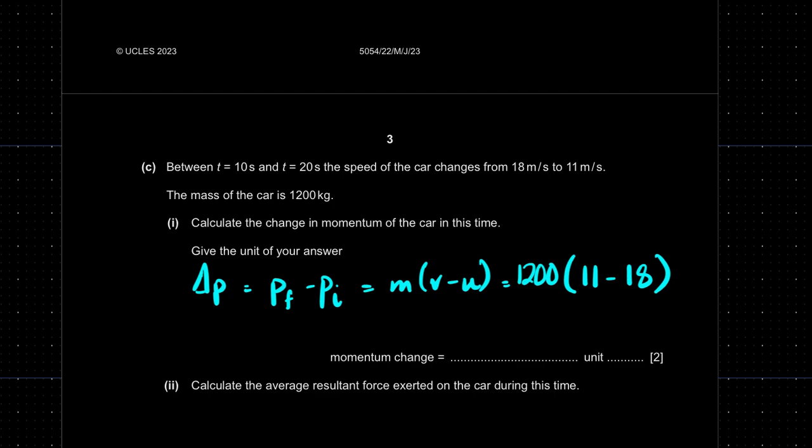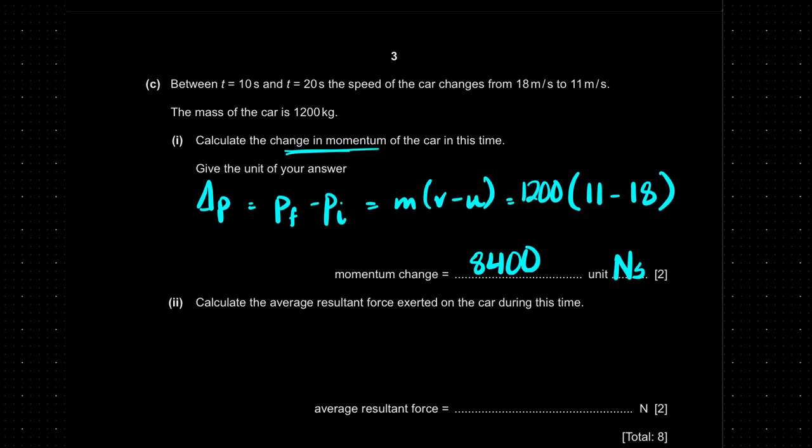I know this is going to be a decrease in momentum because the speed has decreased, but again the question just asks me for the change in momentum. So ignoring the negative sign, this is 8400, and units could be either newton second or kg meter per second. Both are correct answers.